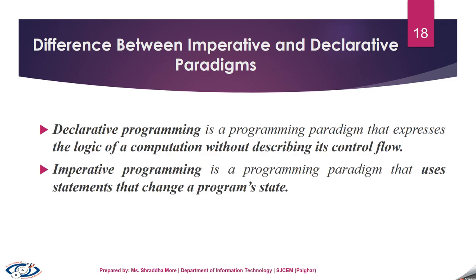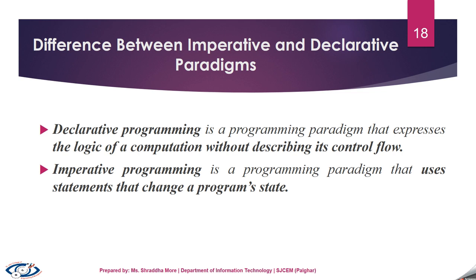So the basic difference is this: declarative programming is a programming paradigm that expresses the logic of a computation without describing its control flow. But on the other side, imperative programming is a programming paradigm that uses statements that change a program's state.